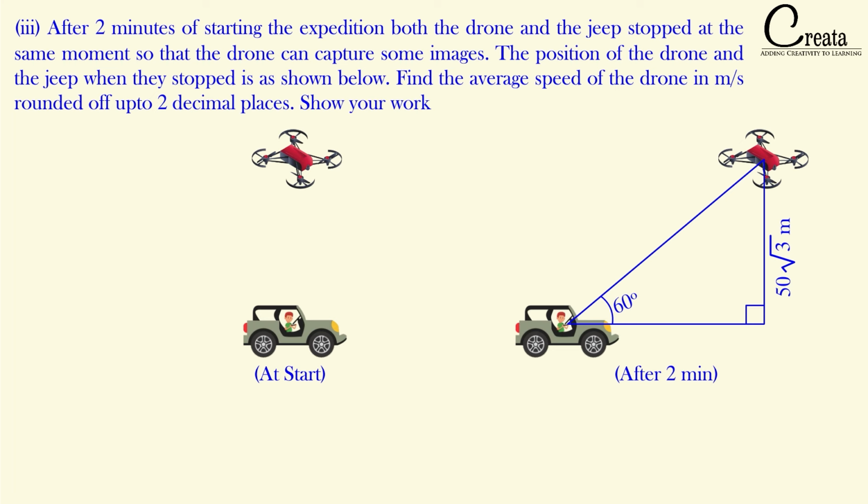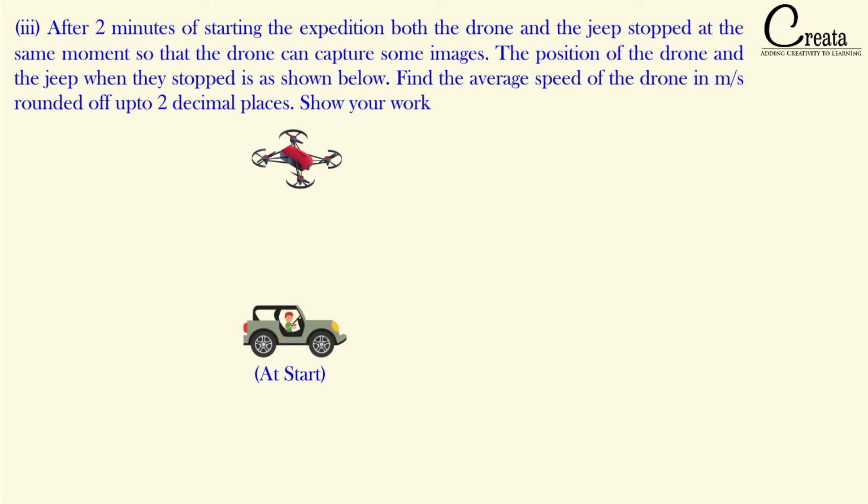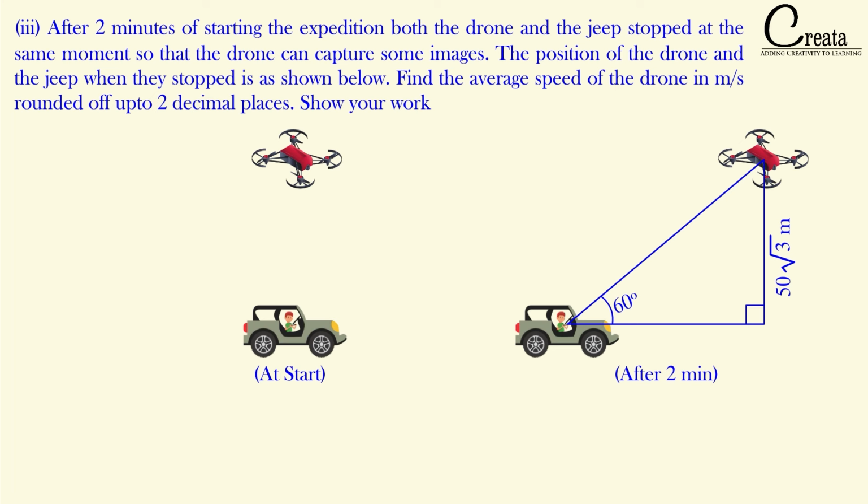And we have to calculate the speed of the drone in this question. Basically, we can form two scenarios. In the first scenario, the drone is just above the jeep. And the second scenario, which is given in the question, is after 2 minutes of starting the expedition, the drone has moved forward of the jeep. So these are the two scenarios and we have to calculate the speed of the drone.